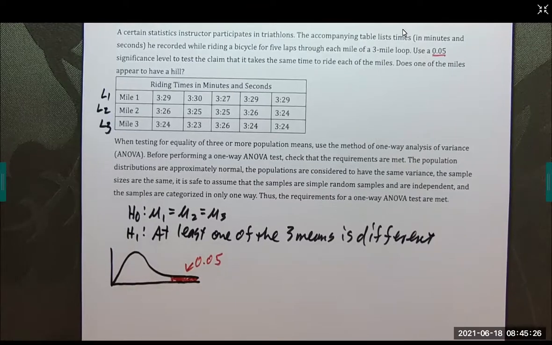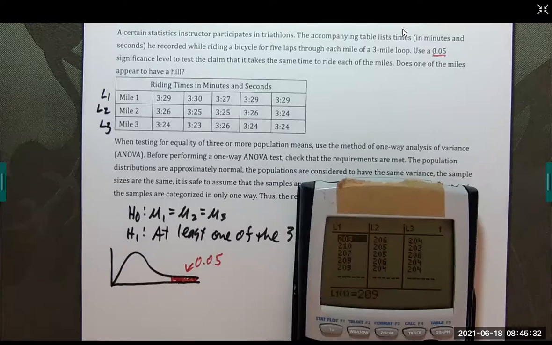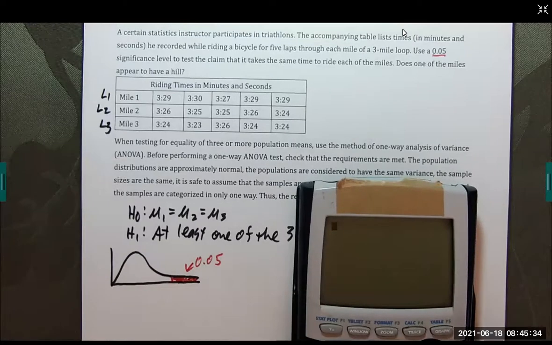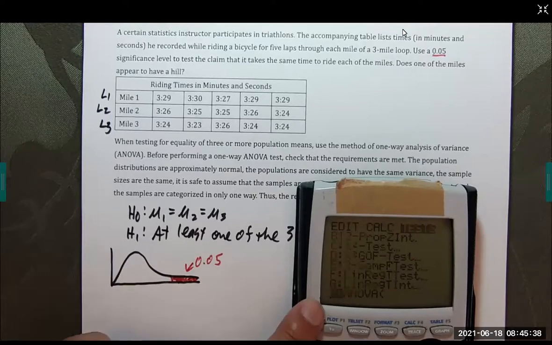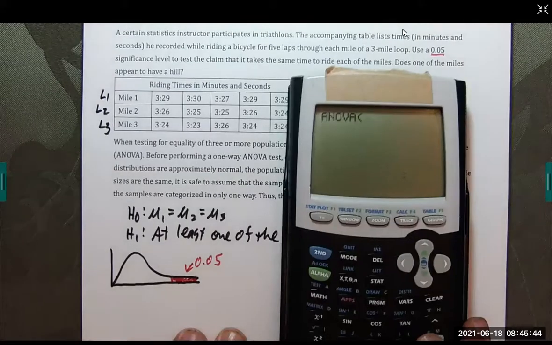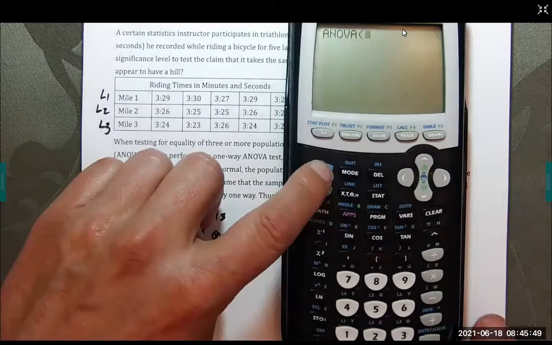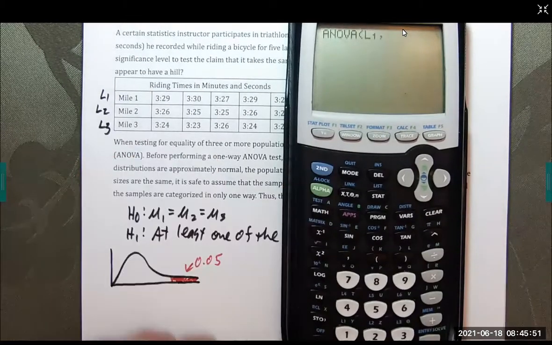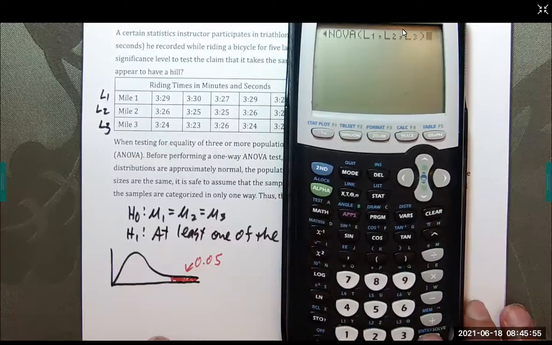Let me show you with the technology how we come up with a test statistic. I'm going to quit out of this. I go to stat, tests, and go up from the bottom, and here's ANOVA. With ANOVA, I'm just going to put the lists in. Above the 1 is L1, so L1, comma, L2, comma, L3. It's going to give us our F.